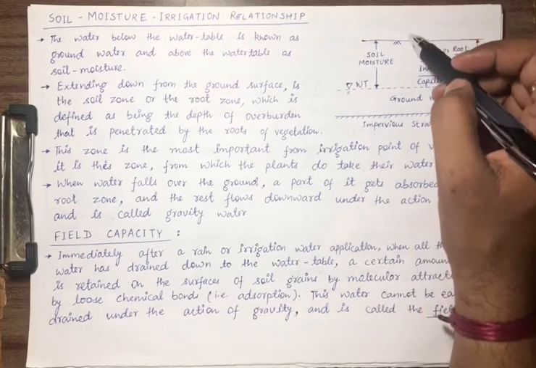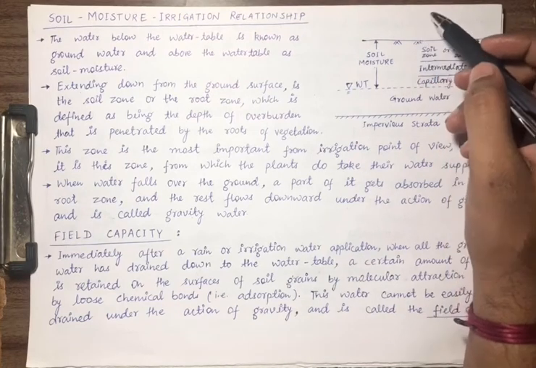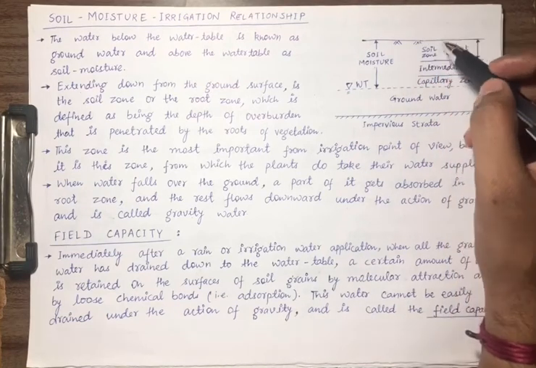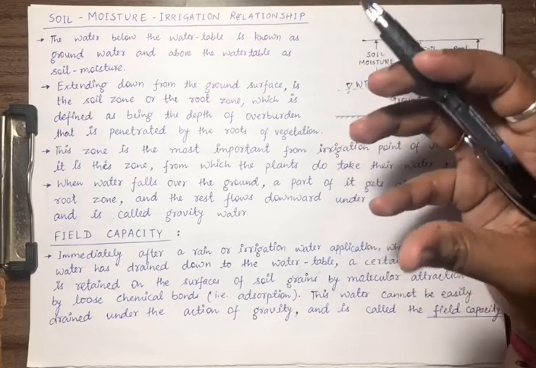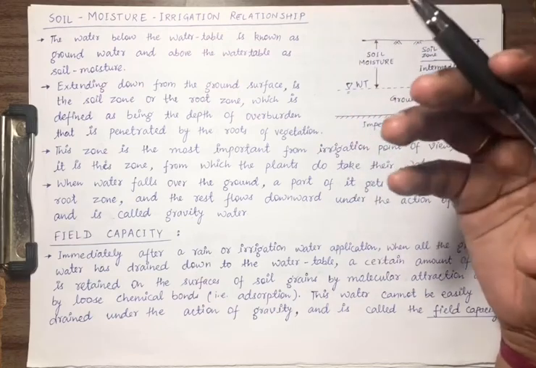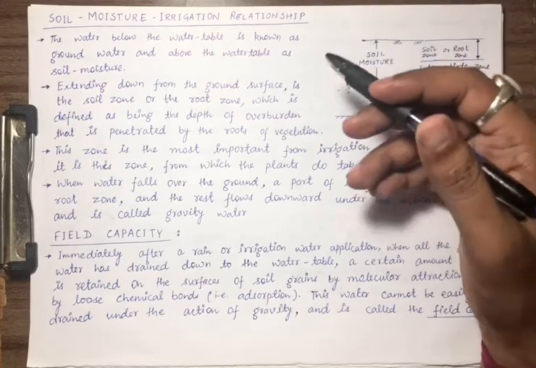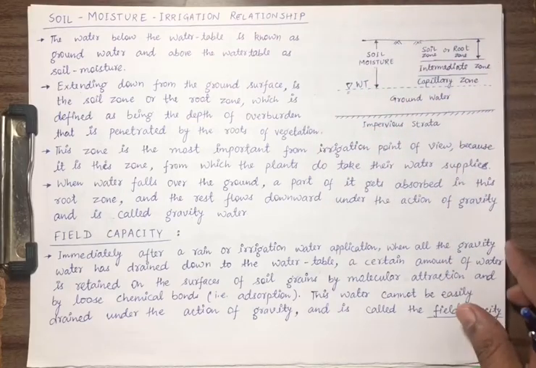So whatever water is coming in the form of rainfall or in the form of irrigation water, it will be held against gravity. That portion of water which is held against gravity, meaning it cannot flow under the action of gravity, is termed as field capacity.